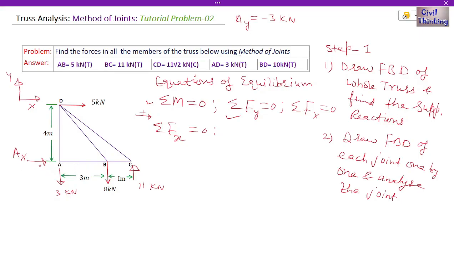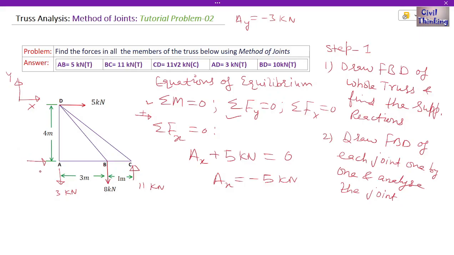Now AX is a horizontal force and it is towards right, so it is positive. And 5 kilonewton is also a horizontal force and it is towards right, so this is also positive, plus 5 kilonewton. And that is all. We don't have more forces in the horizontal, so we will equate it to 0. So from here we will get AX to be negative 5 kilonewton. So here we go, we found the value of AX to be negative 5 kilonewton.